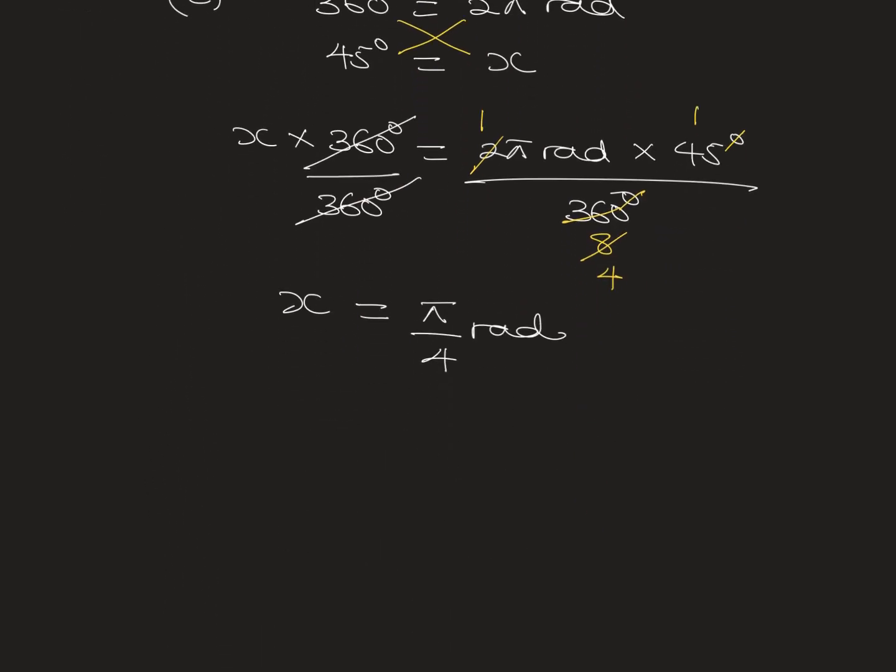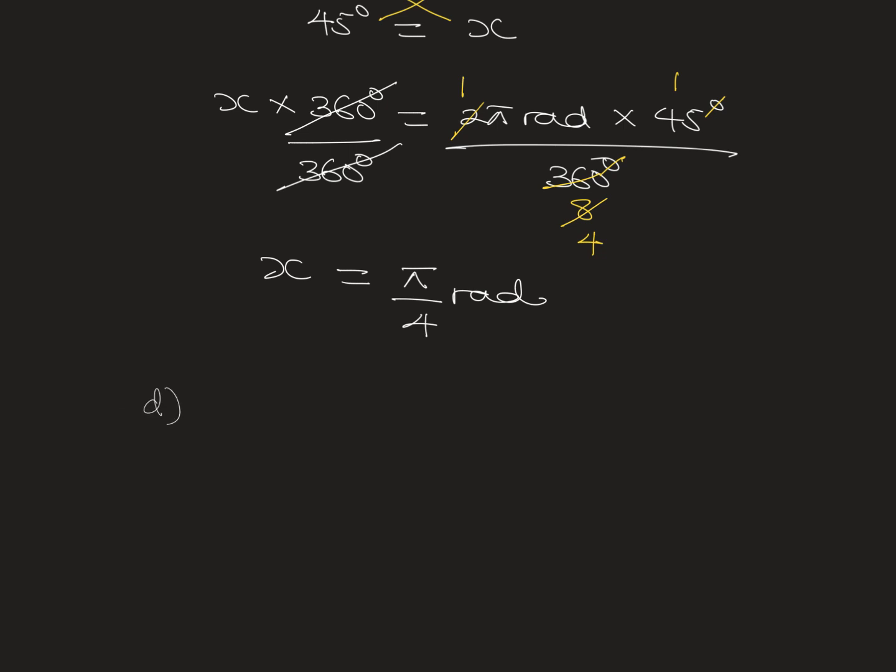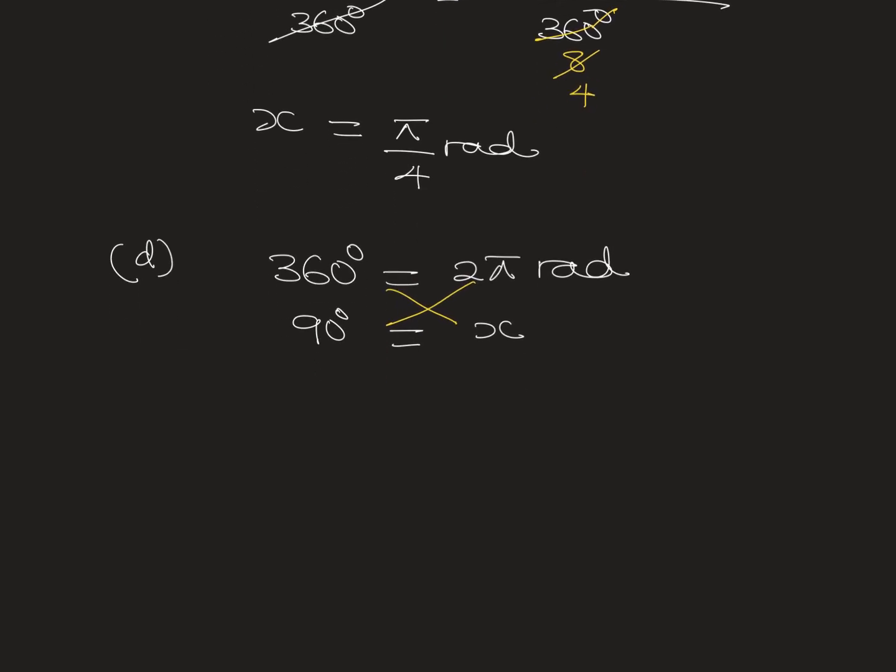D is 90 degrees. The same thing, if we have 360 degrees is equal to 2 pi radians, what is 90 degrees? Let's say that is equal to x. Then we cross multiply. So that will be x times 360 degrees is equal to 2 pi radians multiplied by 90 degrees. To find x, we divide both sides by 360.